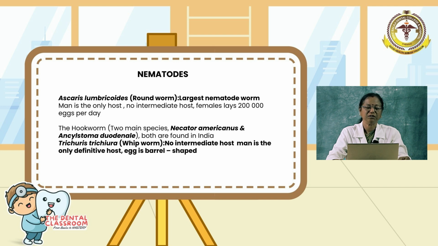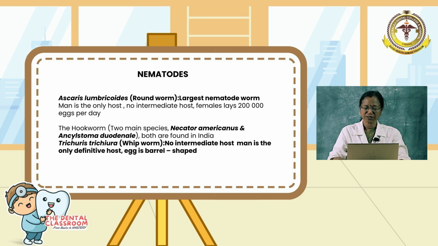Ancylostoma is more common. The next is Trichuris trichiura, which is referred to as whipworm because this worm has the typical shape of a whip. There is again no intermediate host. Man is the only definitive host for this parasite. The egg of Trichuris trichiura is barrel shaped. Again, it can be an MCQ question: which egg is barrel shaped?